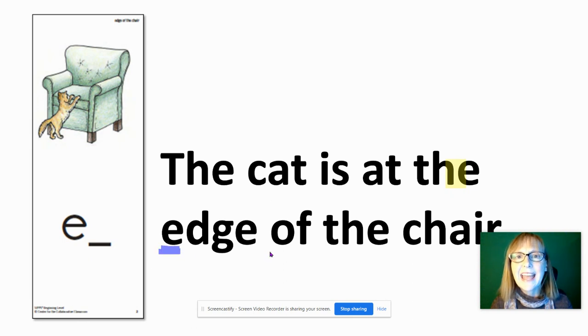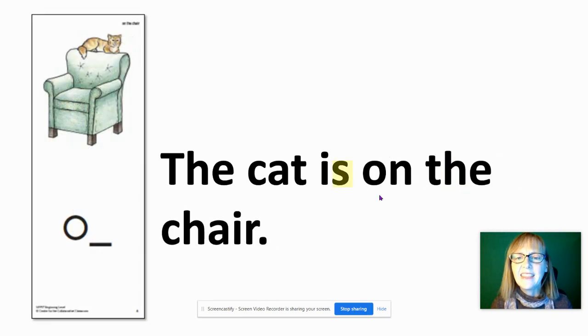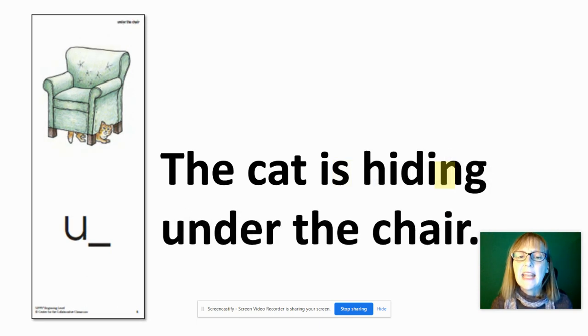Here is the short E sound. The E is the short sound of the letter E, edge of the chair. The next one, the cat is sitting in the chair. There is our short I sound, I, in the chair. And then the next one is the cat is on the chair. Ah is the short sound for the letter O. And the last one is the short U sound. The cat is hiding under the chair. And that one is the short sound for the letter U.